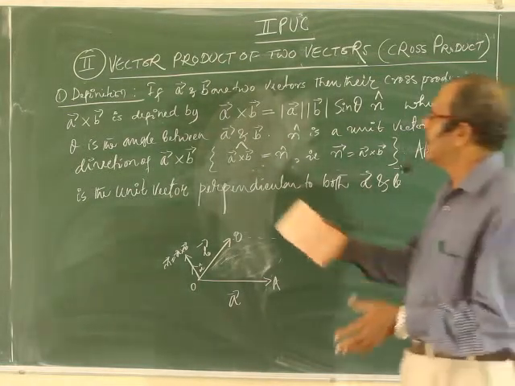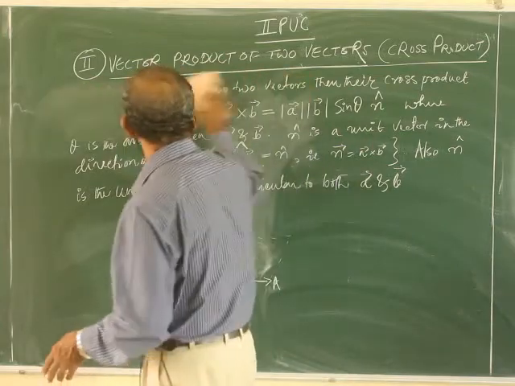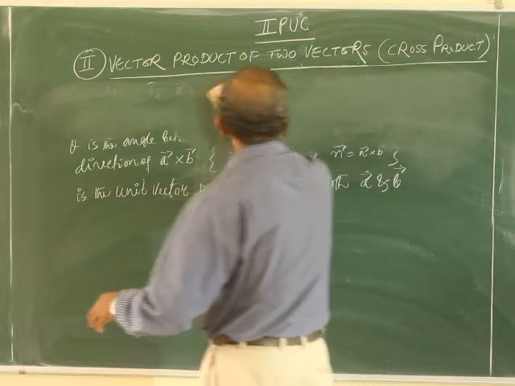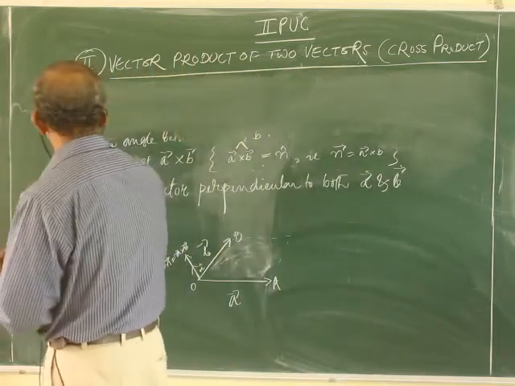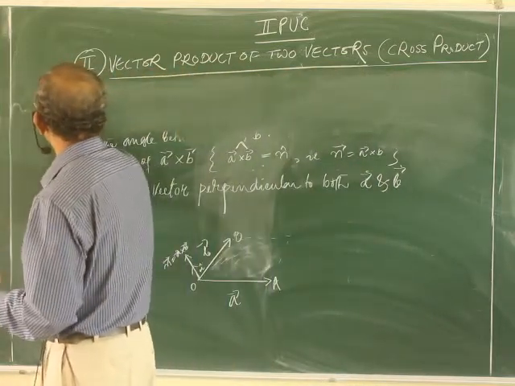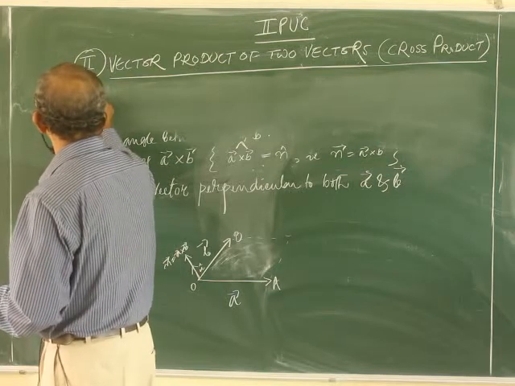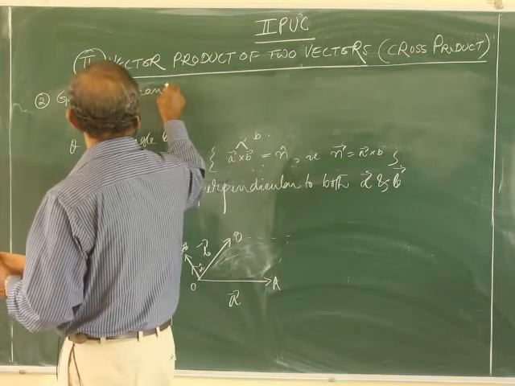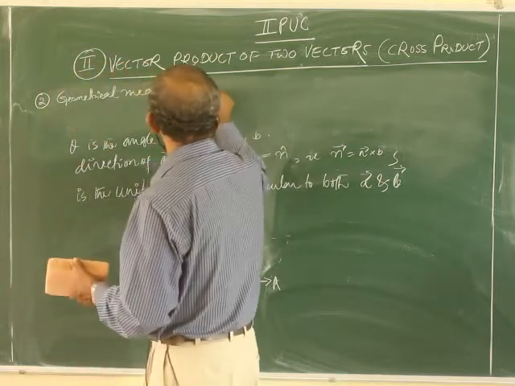Yes, right. Let me write the second point now. Second point, geometrical meaning of A cross B. Same thing as what you have written in scalar product. Let me do the same. Geometrical meaning of A cross B.